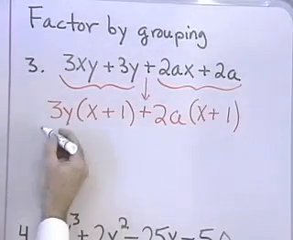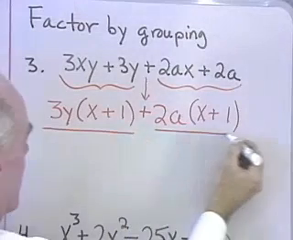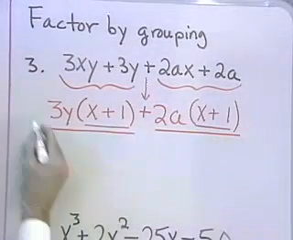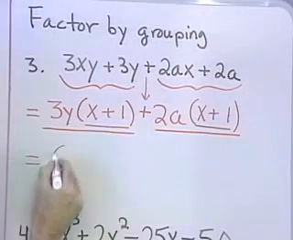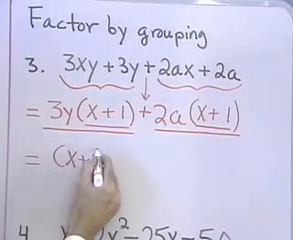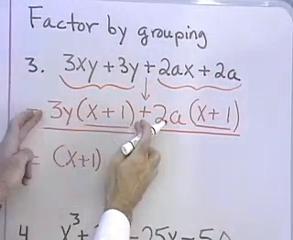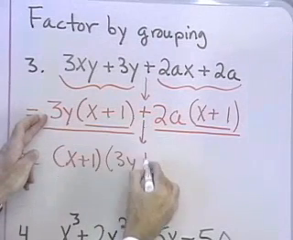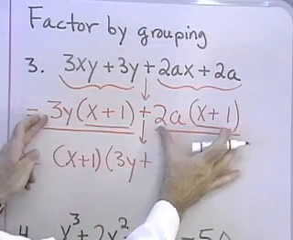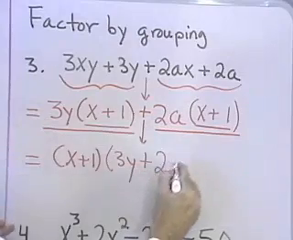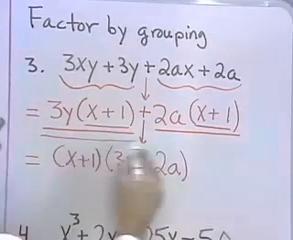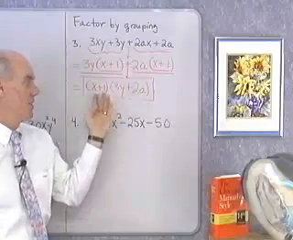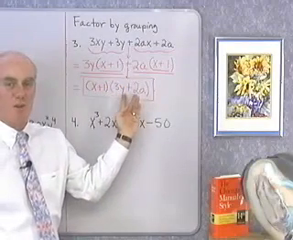Now I notice I have 2 terms left, and each of them has x plus 1 common. So I'll factor it outside, and when I factor x plus 1 from this term, what's left is 3y, plus, when I factor x plus 1 from this term, what's left is 2a. So now I've factored my original polynomial into the product of x plus 1 times 3y plus 2a.